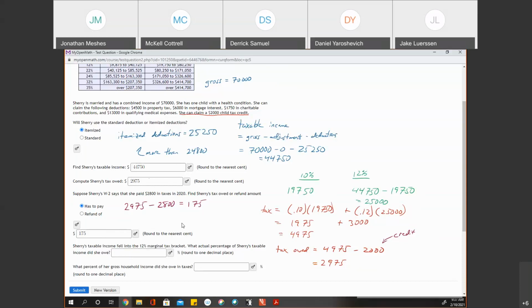All right. Sherry's taxable income fell into the 12% marginal tax bracket. What actual percentage of Sherry's taxable income did she owe? All right, so that's the part where things can get tricky and confusing. Her taxable income was $44,750. So I have what percent X times her taxable income, $44,750, is her tax owed. Well, her tax owed is $2,975. So X is $2,975 divided by $44,750.